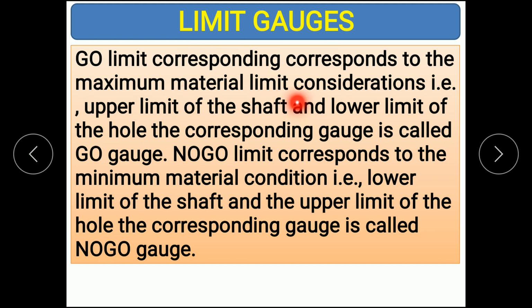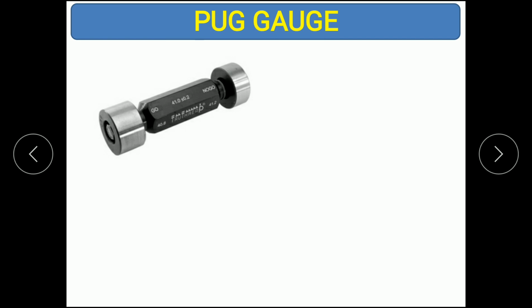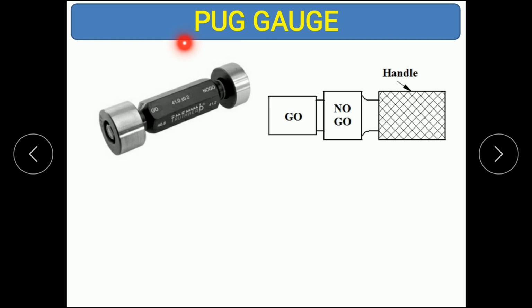No go limit corresponds to the minimum material condition, that is lower limit of the shaft and upper limit of the hole. The corresponding gauge is called the no go gauge. If it is not clear till now, I will explain different gauges first. So you can see, this is the first one, plug gauge.